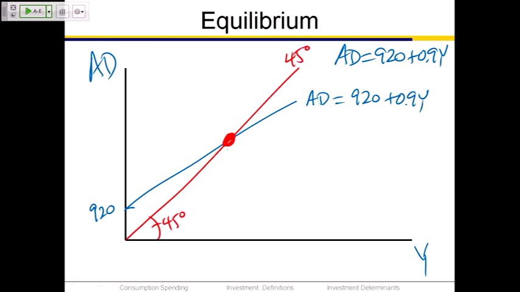The equilibrium for the economy in which aggregate demand is 920 plus 0.9y, the intersection point there we found algebraically to be 9,200. And so where those two lines cross is going to be the point where both output income, y, the thing that's measured on the horizontal axis, is 9,200, and aggregate demand measured on the vertical axis is also 9,200.